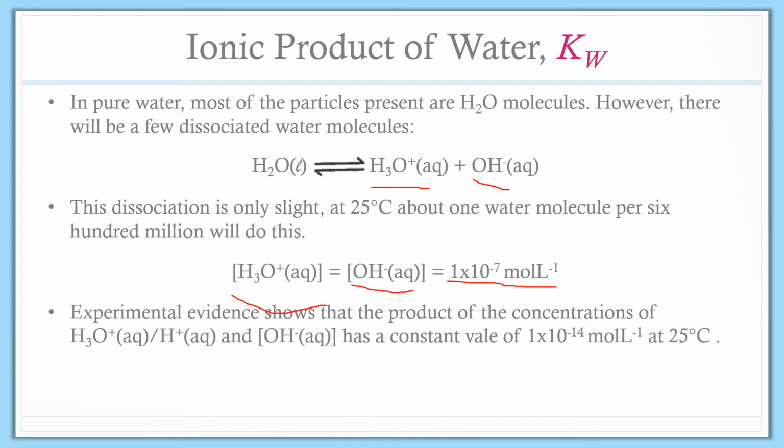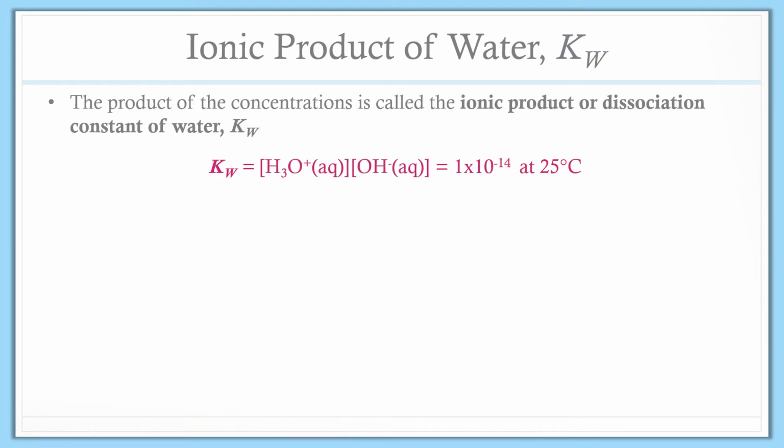However, that's not quite what Kw is. Kw is the product of the concentration of hydroxide and the concentration of hydronium. So if we take those known concentrations, 1 times 10 to the negative 7th for both, and plug those into our usual K value calculation, both of the products divided by the reactants, in this case water, which we don't include, we get this equation here.